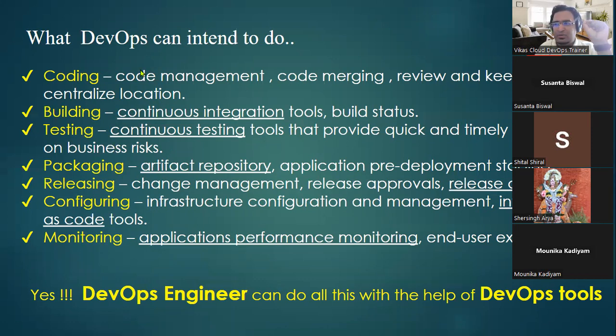Three points are okay. Coding, we don't have to write the code, but management of code, we have to do it. Building, we are not building or merging it directly. We have a tool that will do this activity. Testing, we will not do the testing. We will provide the testing solution to the testing team. If they have any script, they will give it to us, and we will integrate that script in our tool so that testing runs automatically.